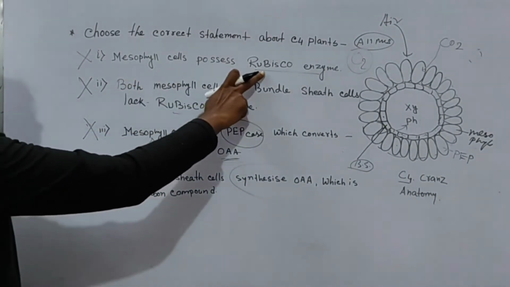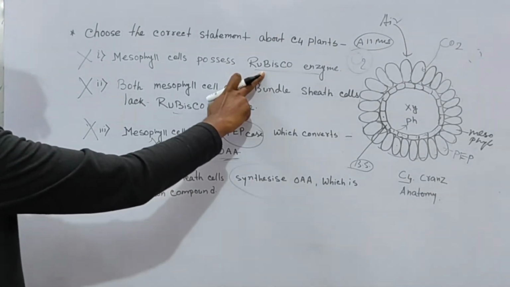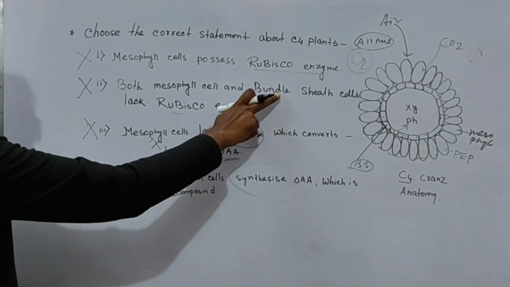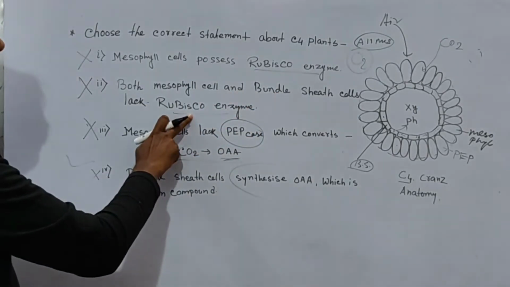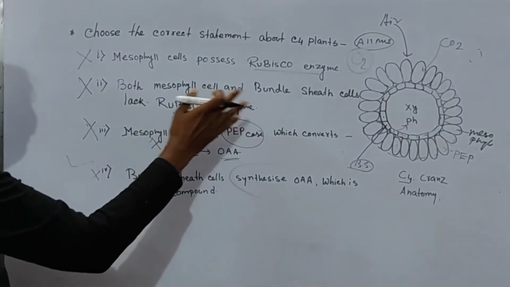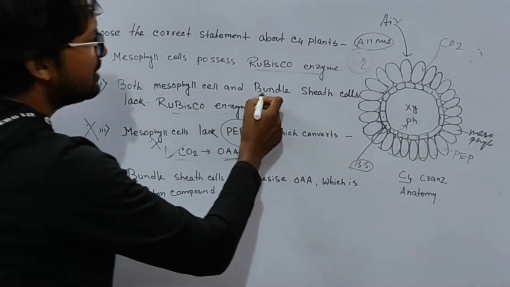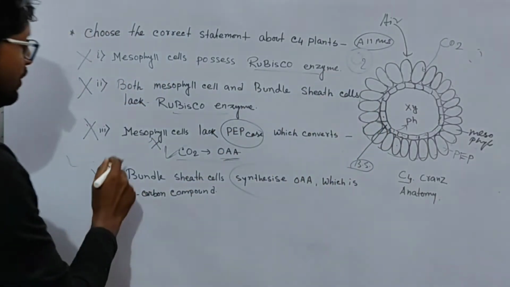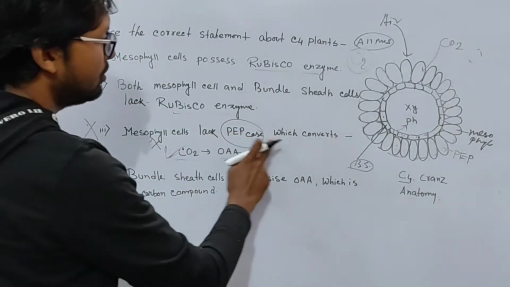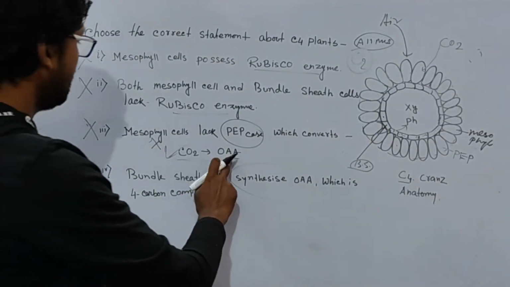Mesophyll cells possess rubisco enzyme. This is not correct, because mesophyll cells don't have rubisco enzyme. Both mesophyll and bundle sheath cells lack rubisco enzyme. This is not right, because bundle sheath cells possess the rubisco enzyme. Mesophyll cells lack PEPcase, which converts carbon dioxide to oxaloacetate. This is also not the right answer.